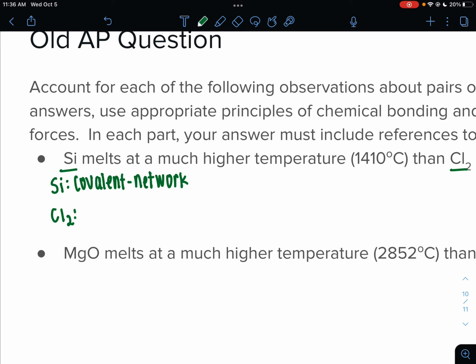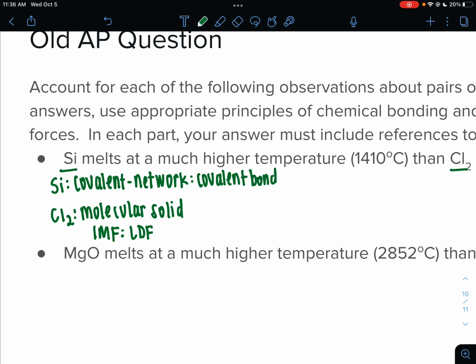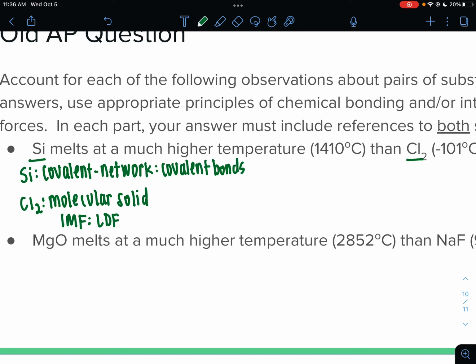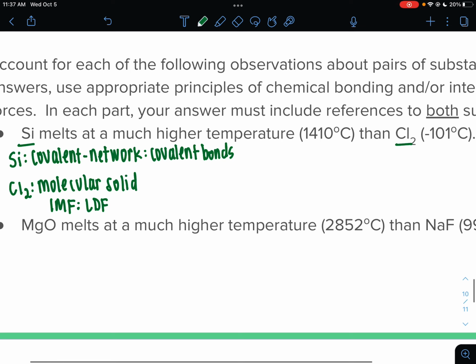Cl2, you need to realize it is covalent because it's non-metals, but it's not one of the special covalent networks, so it would be a molecular solid. And you would have to think about its IMFs, and the only IMF that it has would be LDF. Okay, so think about the kind of solid it would be and what attraction it would have. Your Si is a covalent network, so it has only covalent bonds holding it together. So you're going to make your claim. What I already told you the claim. Si melts higher. Your evidence is going to be the bonds, and then we're going to talk about why does that matter.